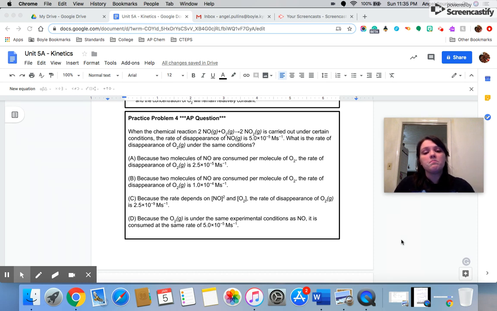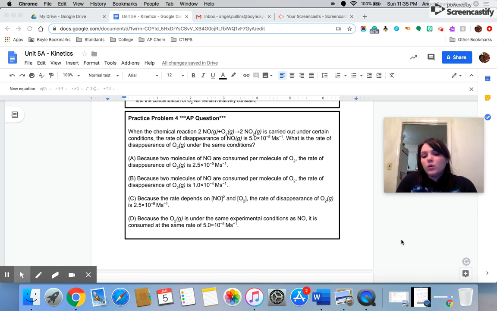We need to say, okay, I have the balanced chemical equation, and I have the rate of one of my reactants, and that's it. I have no experimental data. I have no rate law. I have nothing else. All I have is the balanced chemical equation and the rate of disappearance of one of my reactants. That's going to be a big neon flashing sign to you that this is a relative rate problem, right?